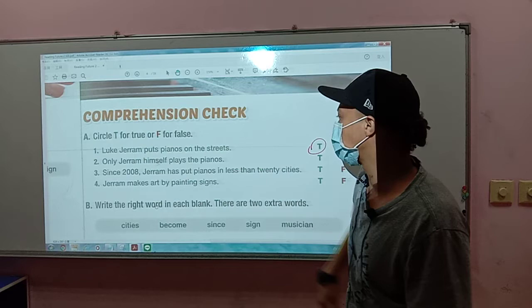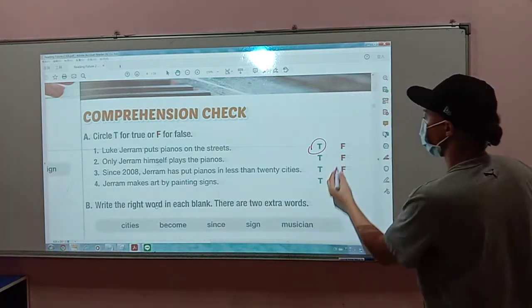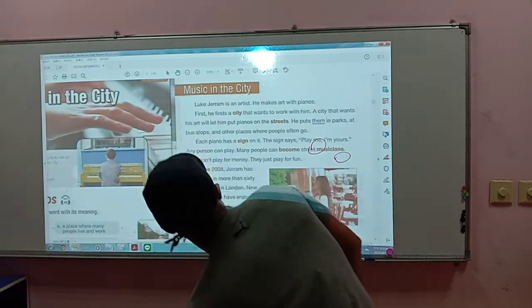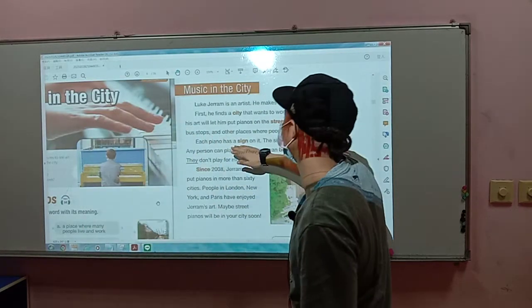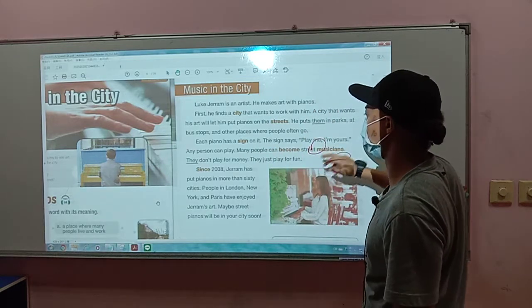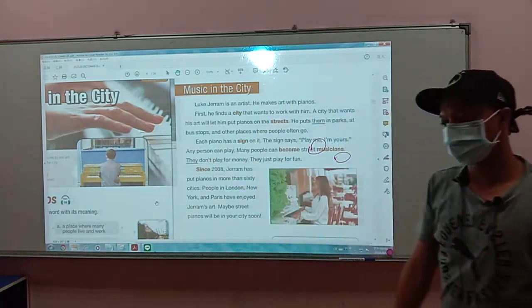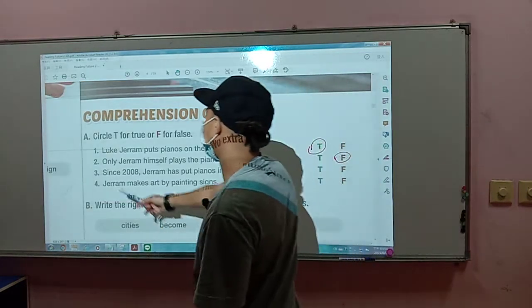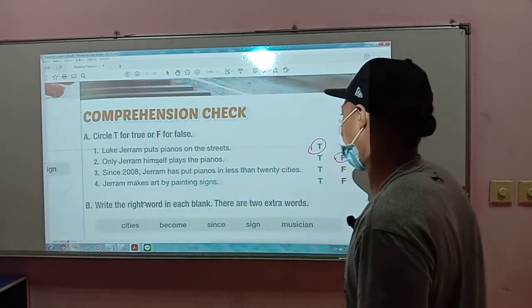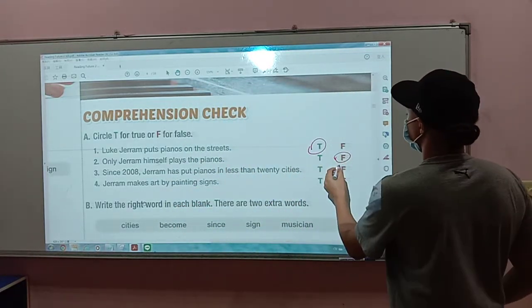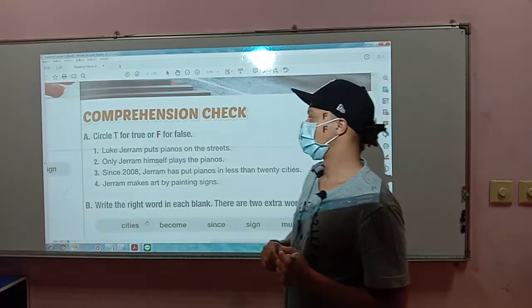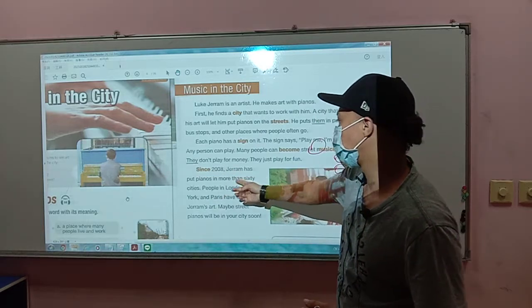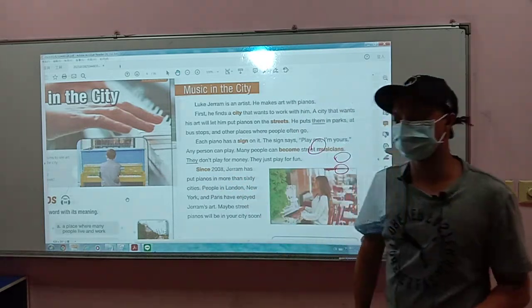Only Jerome himself plays the pianos. That is false. Okay, because in our book it says each piano has a sign on it. The sign says, "Play me, I'm yours." Any person can play. Okay, and then since 2008, Jerome has put pianos in less than 20 cities. That is false. Alright, so it says since 2008, Jerome has put pianos in more than 60 cities.